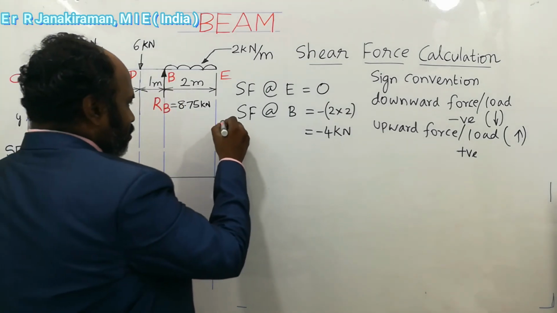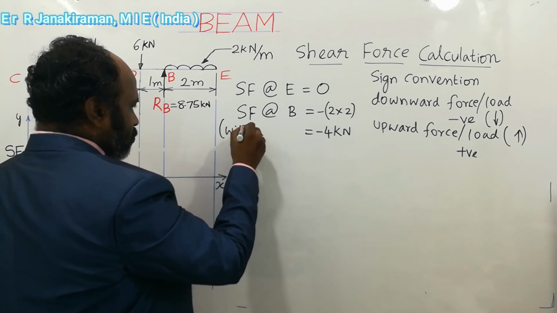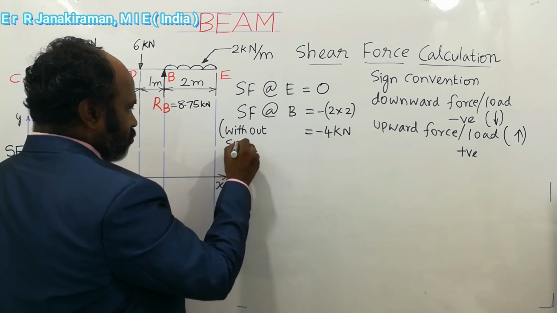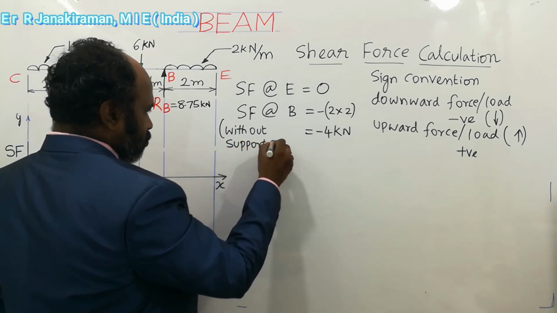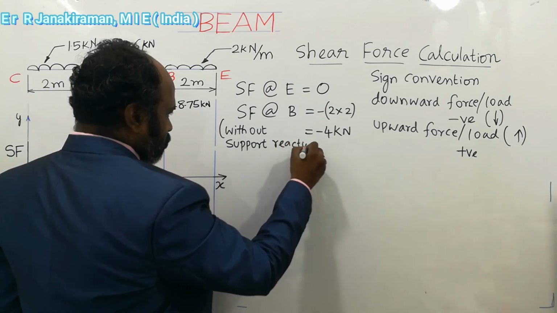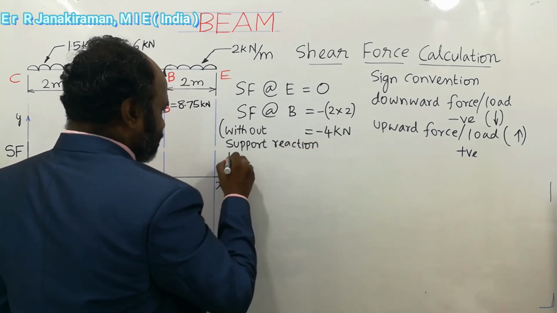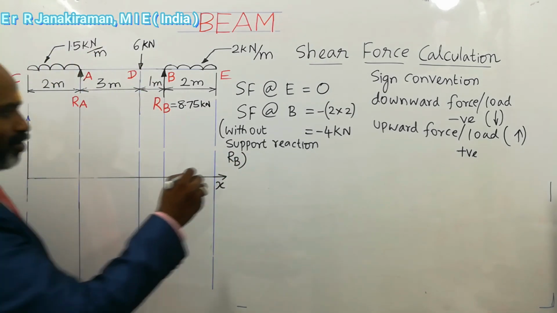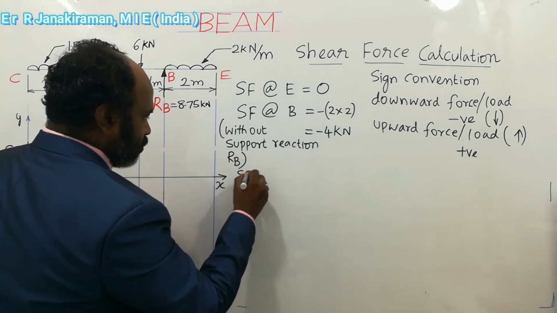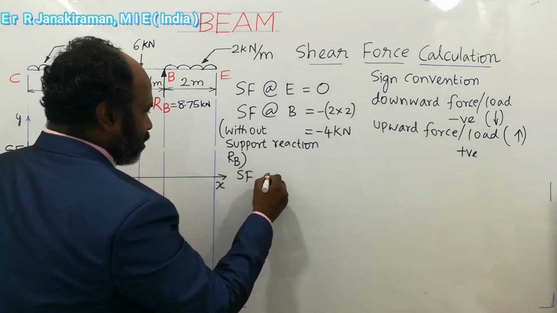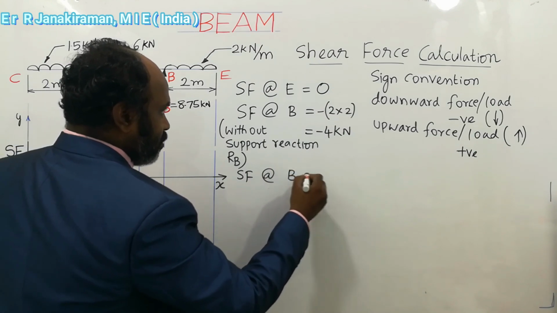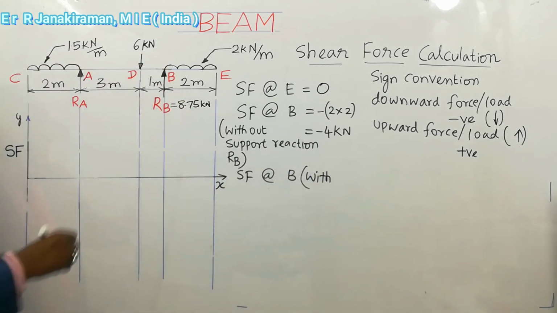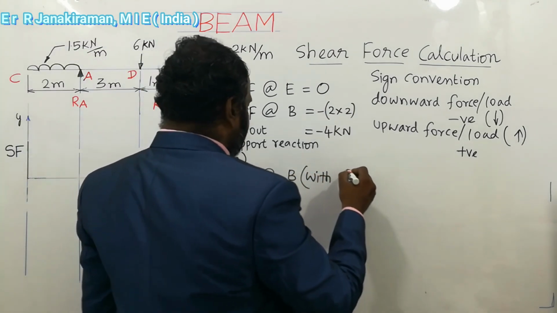So this one is without the support reaction, that is RB. Next, shear force at B with the support reaction. The RB is considered in the next step. That is the shear force at point B with the support reaction.